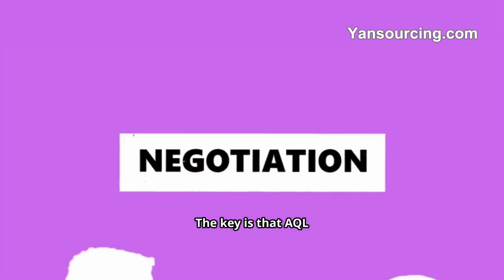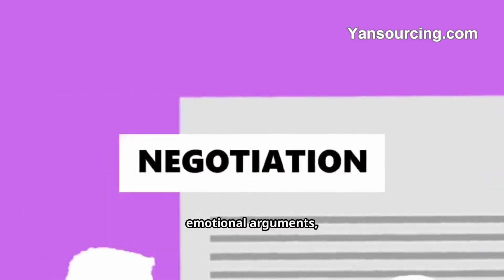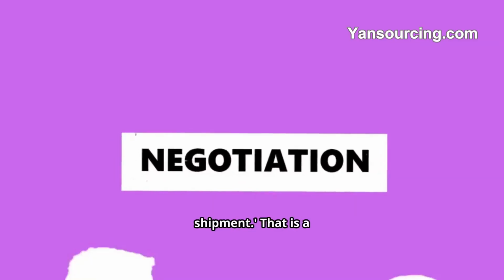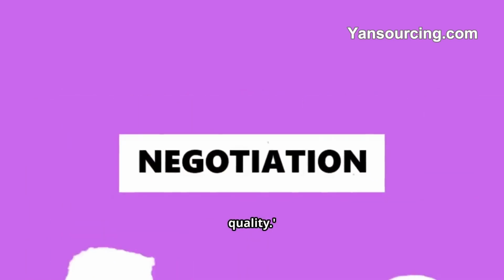The key is that AQL gives you an objective basis for negotiation. Instead of emotional arguments, you can say, the inspection failed based on the agreed AQL standard. We need corrective action before shipment. That is a much stronger position than just saying, we are not happy with the quality.